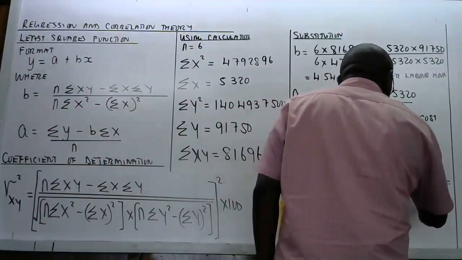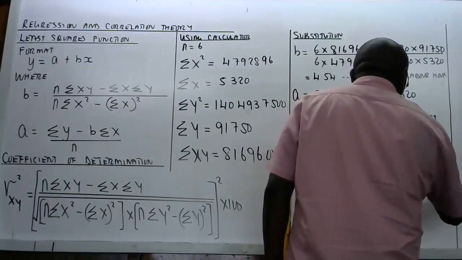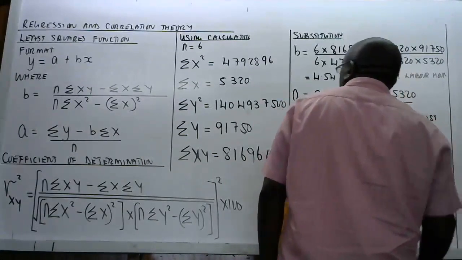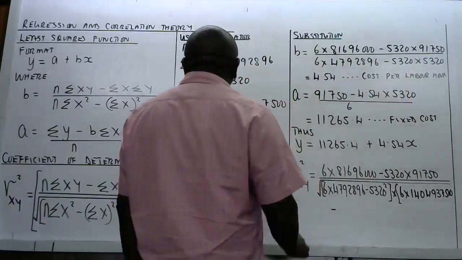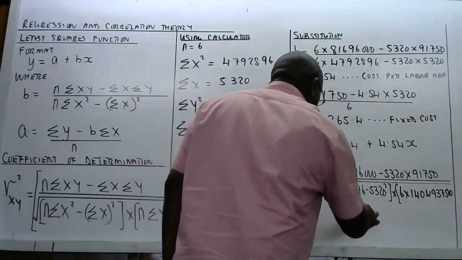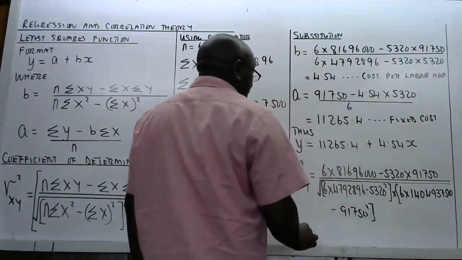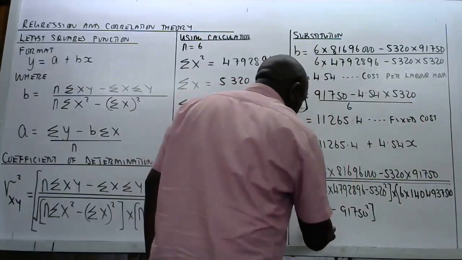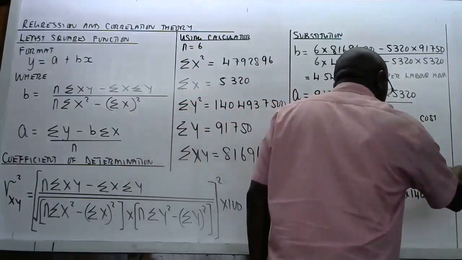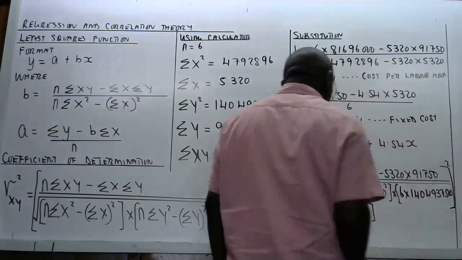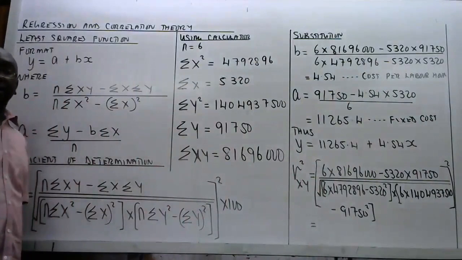Y squared is 140,493,7500 minus sum of y, that is 91,750 squared. Now the whole of this, we will square. The whole of that, we will square.